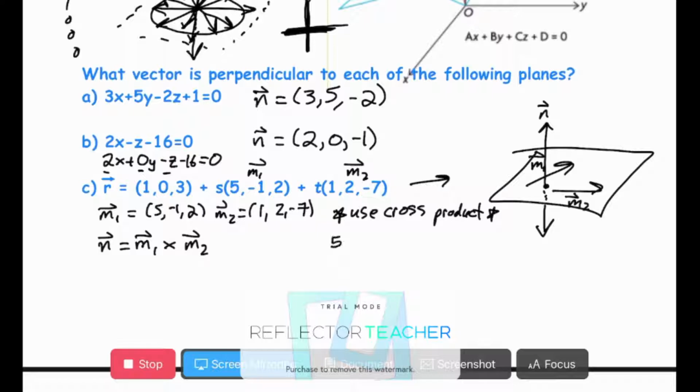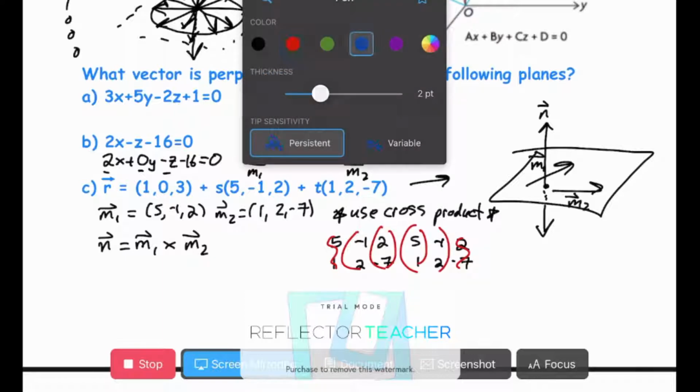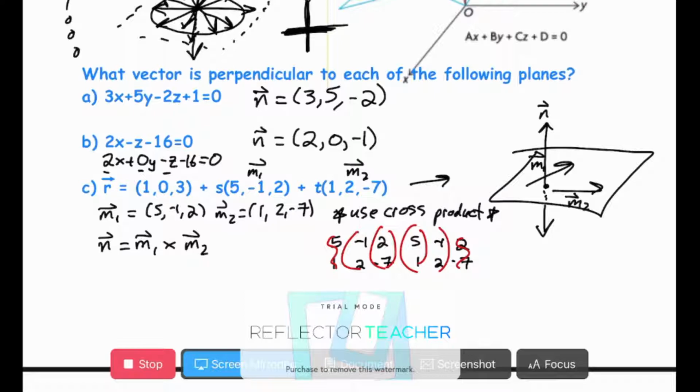So write our values twice: 5, -1, 2, 5, -1, and 2. And 1, 2, -7, 1, 2, -7. Let's do our chop chop. Goodbye. Group them. Let's do our crisscross. So multiply diagonally and subtract the values. So -1 times -7 is 7, minus -4 is 3. So that's our x component. Remember, we get our x, y, and z component.